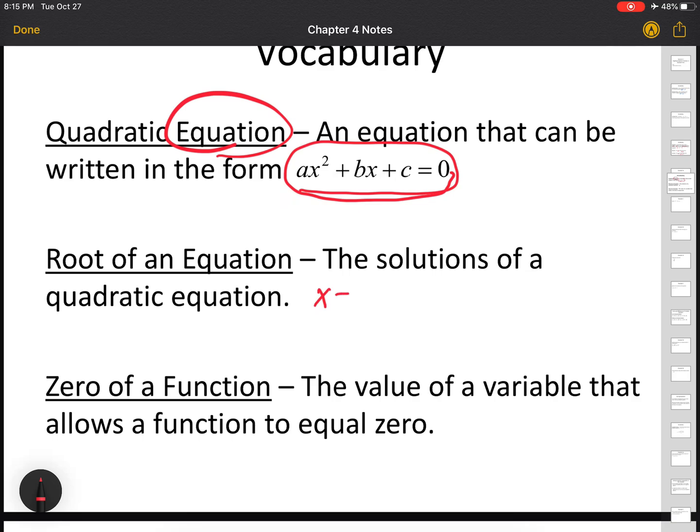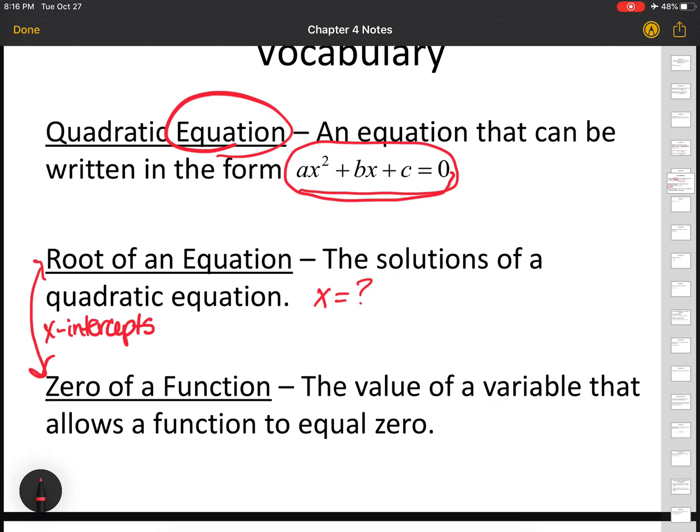So whatever x equals is called a root. But roots and zeros are the same exact thing. Zeros are the value of a variable that allows a function to equal 0. These are also called x-intercepts. So make sure you have that in your notes as well. So you might hear them called roots, x-intercepts, or zeros.